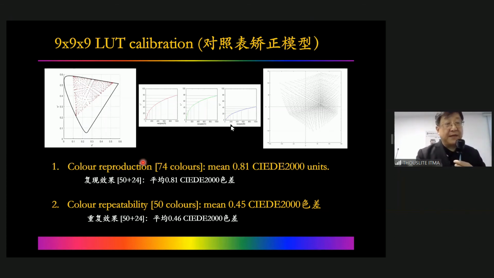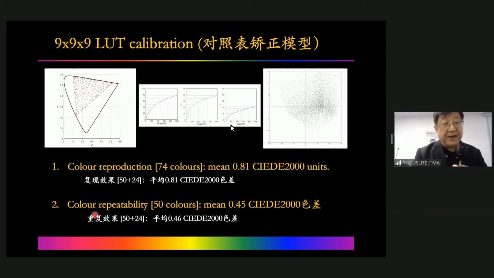So we have 74 textile samples. They have different textures. They were measured using Datacolor SF600 systems. We reproduce the color measured by a telespectroradiometer, and the average delta E in CIEDE2000 is 0.81.